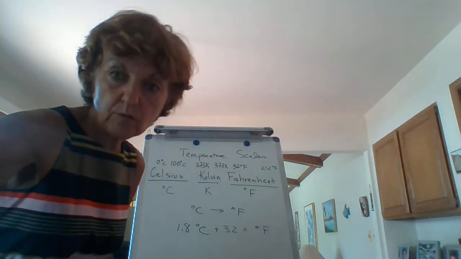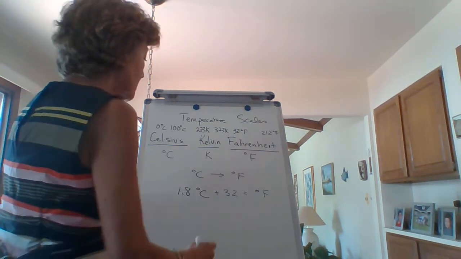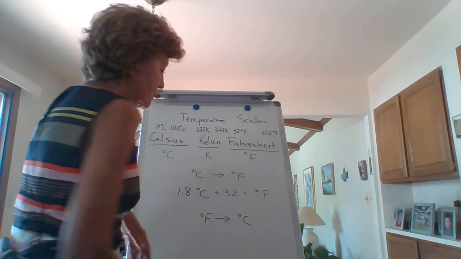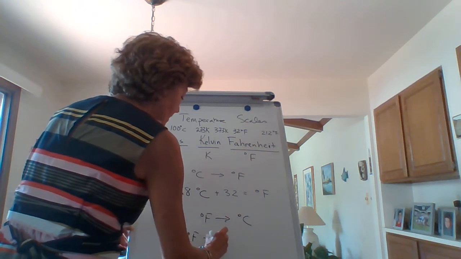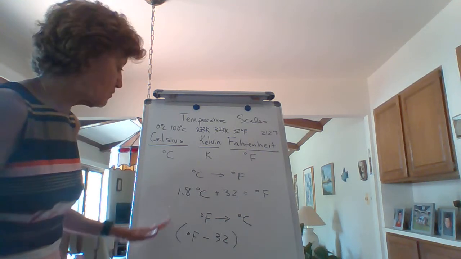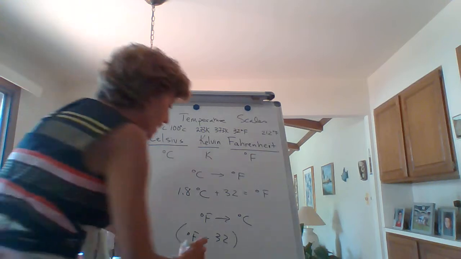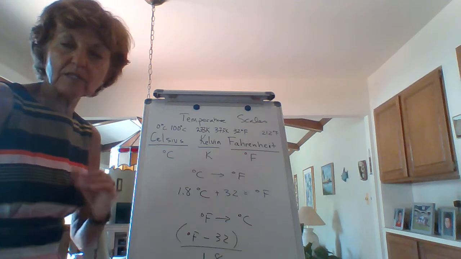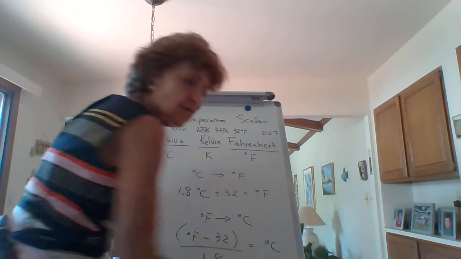So you can practice with all of these plug and chug things. If, on the other hand, you have degrees Fahrenheit and you want to convert it to degrees Celsius, what do you do? You take your degrees Fahrenheit and you subtract 32. And then press equals. You got to press equals. So degrees Fahrenheit minus 32, press equals, and then divide it by 1.8, which is basically the same as multiplying by 5/9. And that will give you your degrees Celsius.